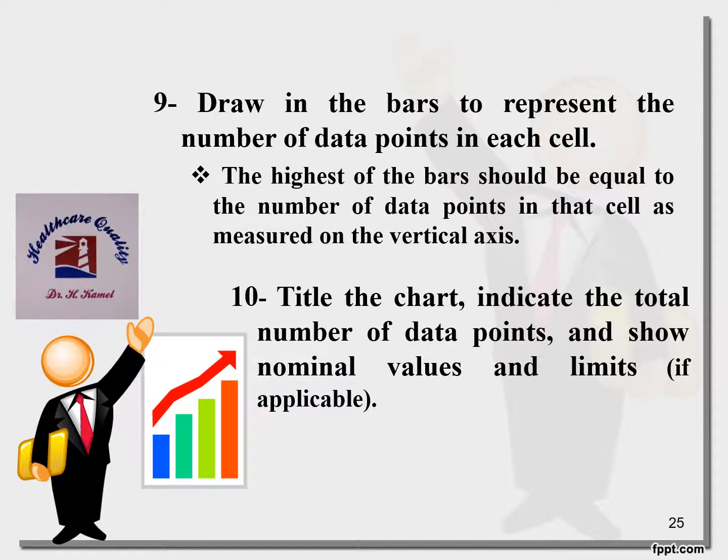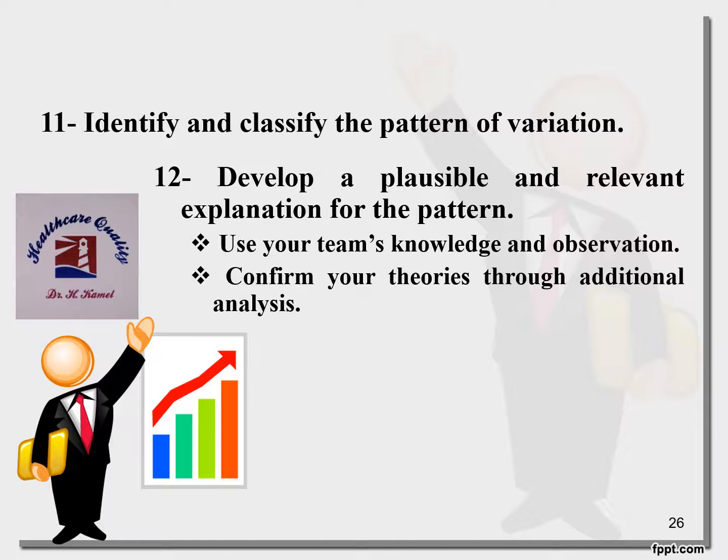Step 9. Draw in the bars to represent the number of data points in each cell. The height of the bars should be equal to the number of data points in that cell as measured on the vertical axis. Step 10. Title the chart, indicate the total number of data points, and show nominal values and limits. Step 11. Identify and classify the pattern of variation.